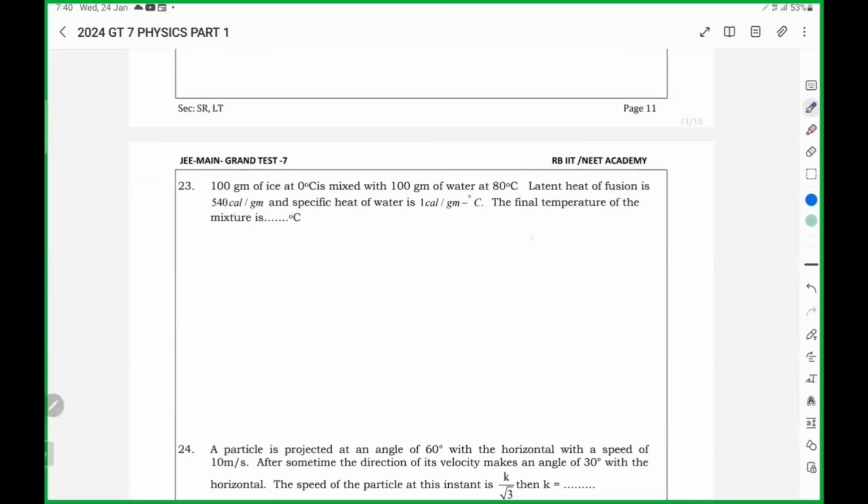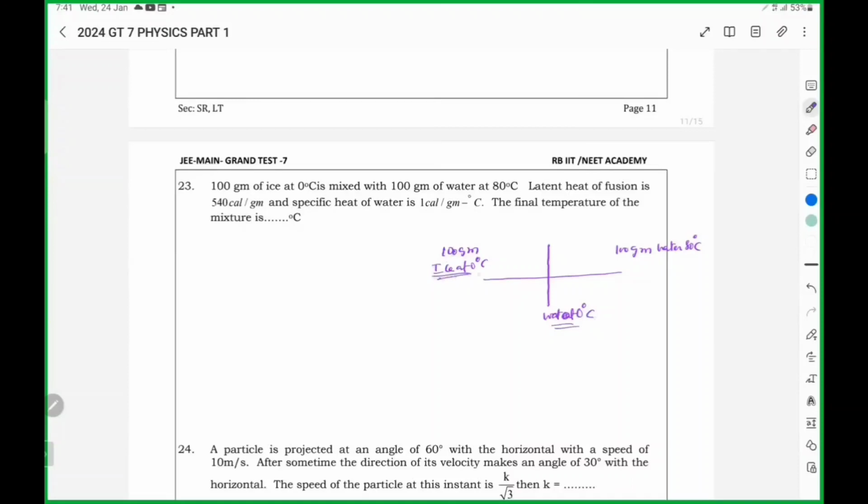Here, this type of calorimetry problem, one is a hot body, that is water at 80 degrees, 100 grams, when compared with the ice, 100 grams of ice at 0 degrees. When hot body and cold body are mixed, they reach an equilibrium final temperature. Hot body loses heat, cold body gains it. This is the reference point I am taking.